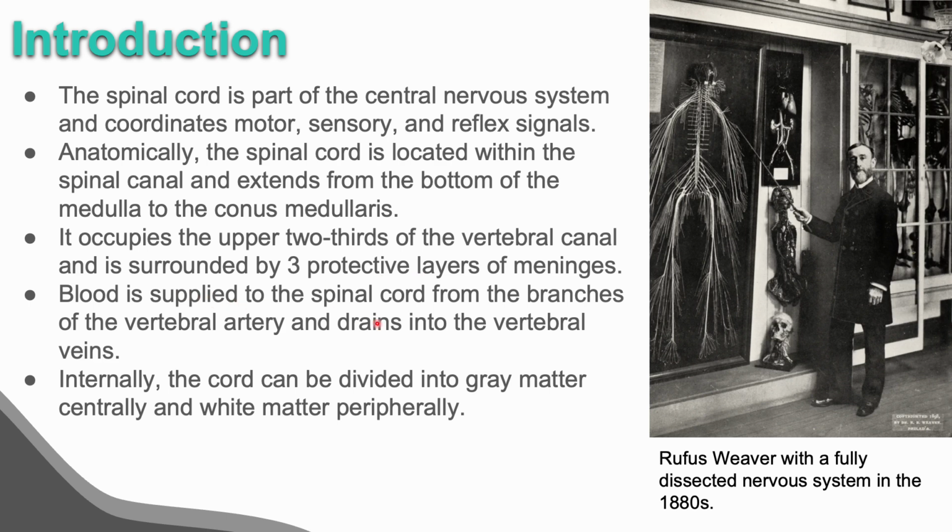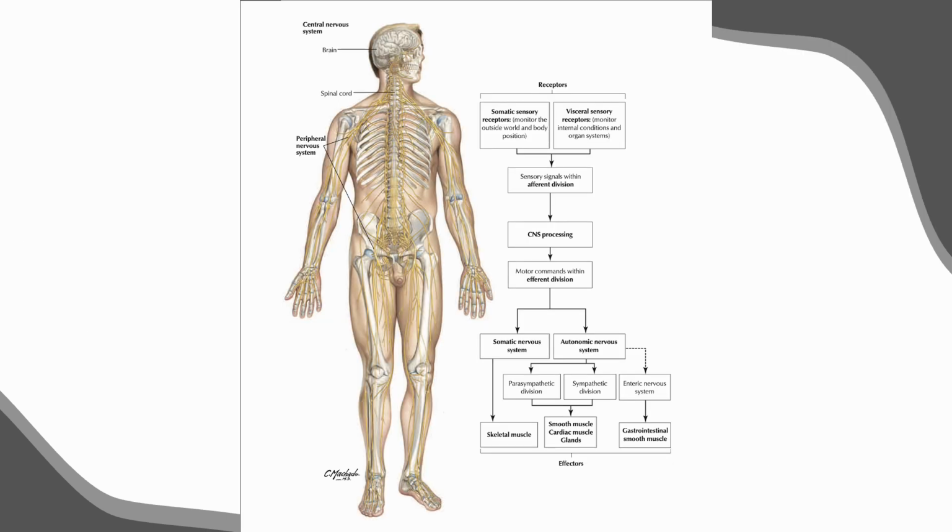Blood is supplied to the spinal cord from the branches of the vertebral artery and is drained into the vertebral vein. Internally, the cord can be divided into gray matter centrally and white matter peripherally, unlike the brain, which is vice versa, which means that the brain is divided into white matter centrally and gray matter peripherally. This right here is a picture of Rufus Weaver with a fully dissected nervous system in the 1880s, specifically 1888.